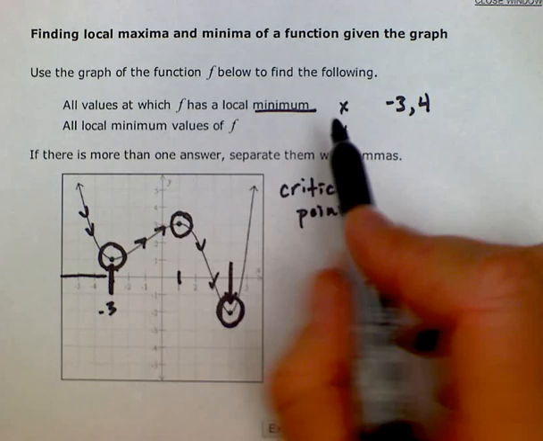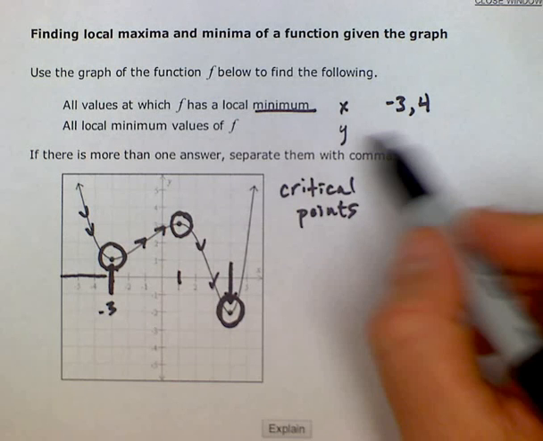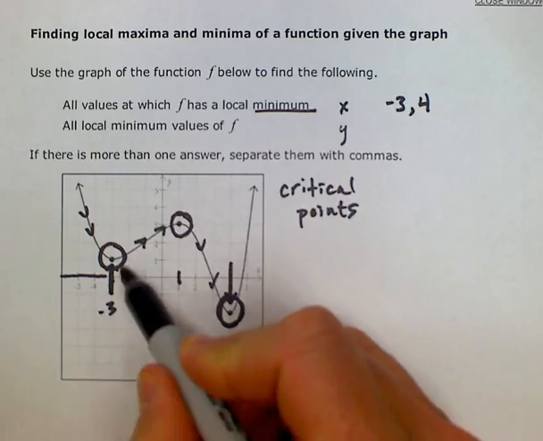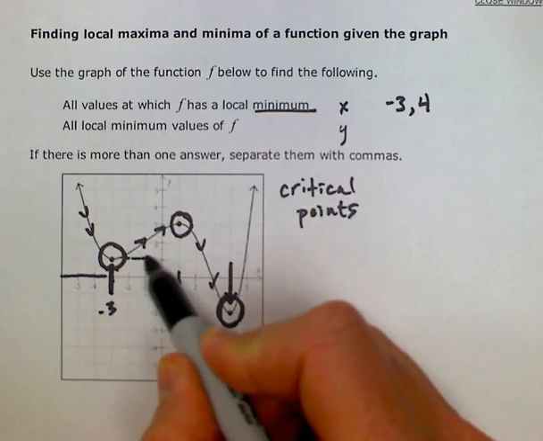The values themselves are the corresponding y values at those points. So at x equals -3, we come over and see that the corresponding y value is 1.